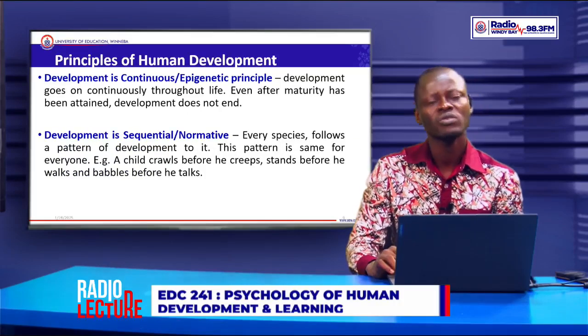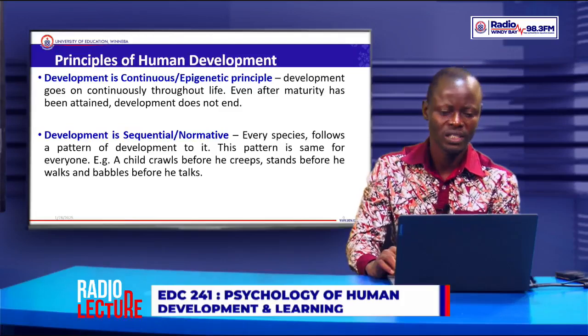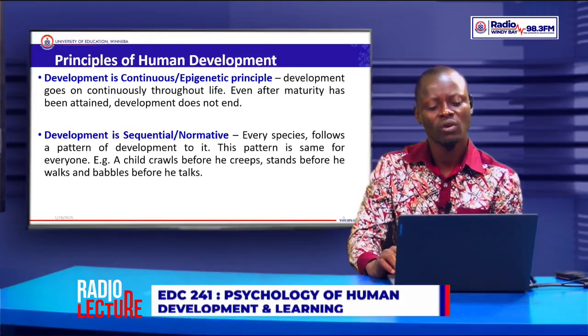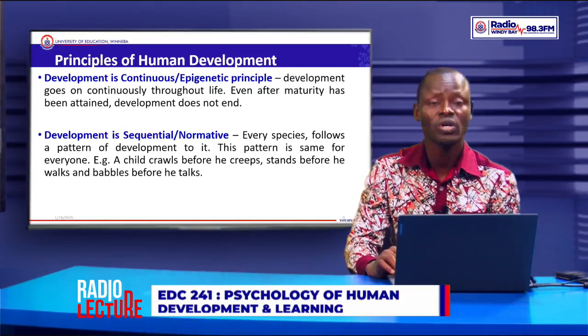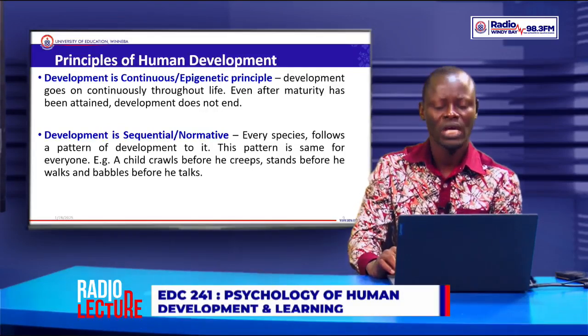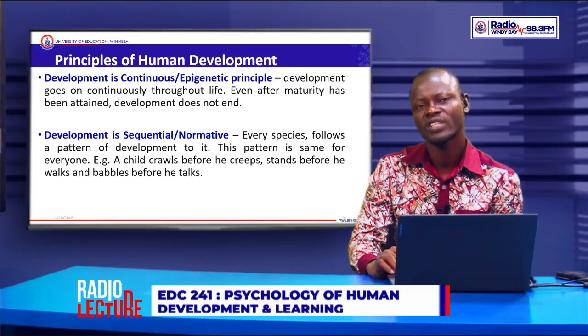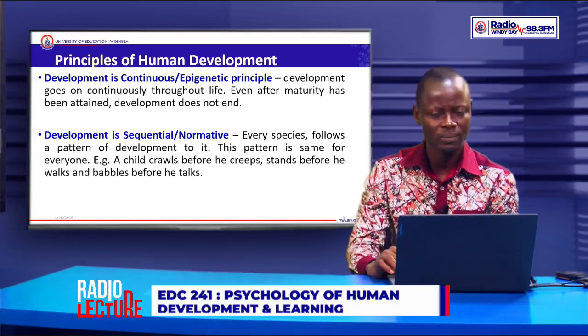Now we are also saying that growth is continuous, or at times we call it the epigenetic principle, which says that development goes on continuously throughout our lifespan. And our lifespan simply means from the very time we were conceived to the time we die. And in terms of maturation, we don't have any limit at which we say we are finished maturing. We keep on maturing even up to the time that we die.